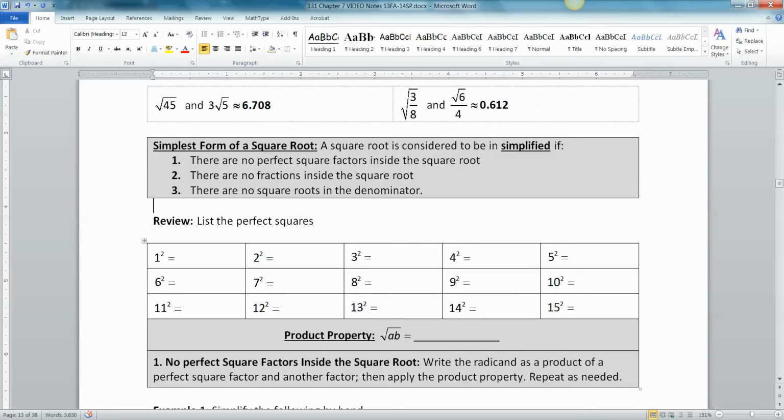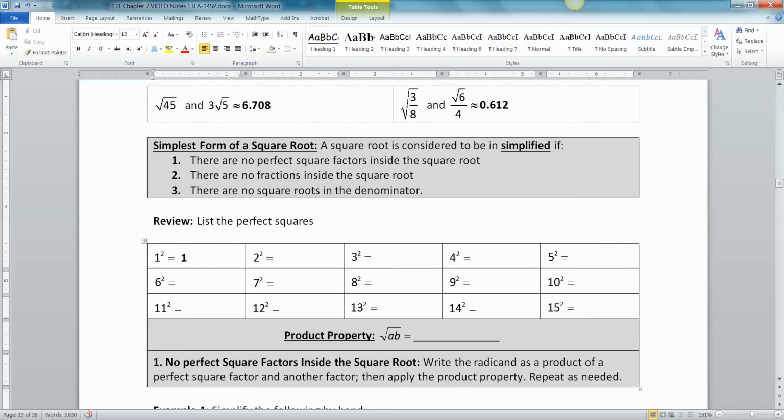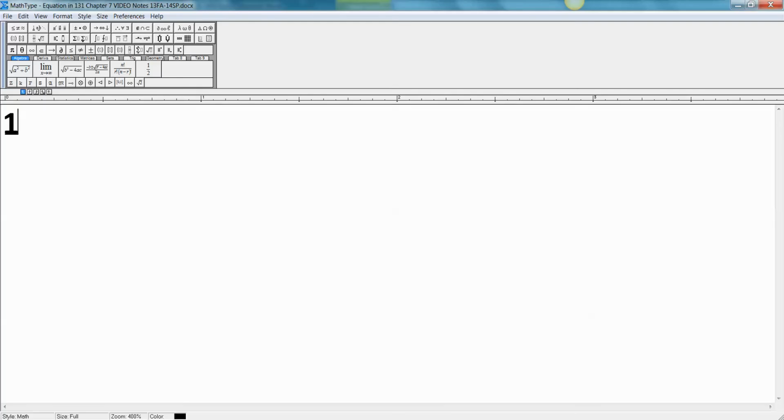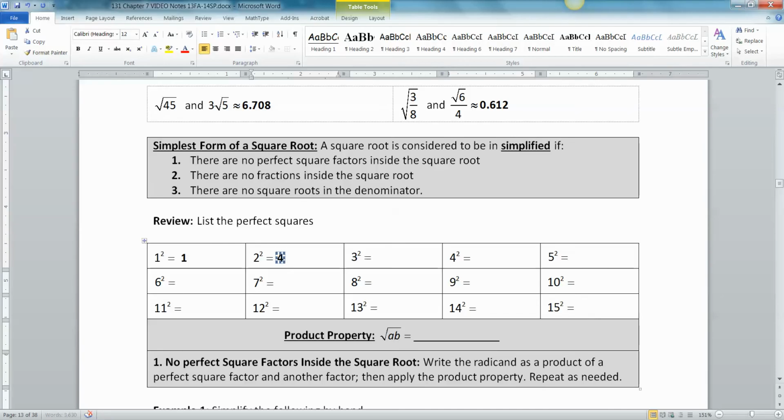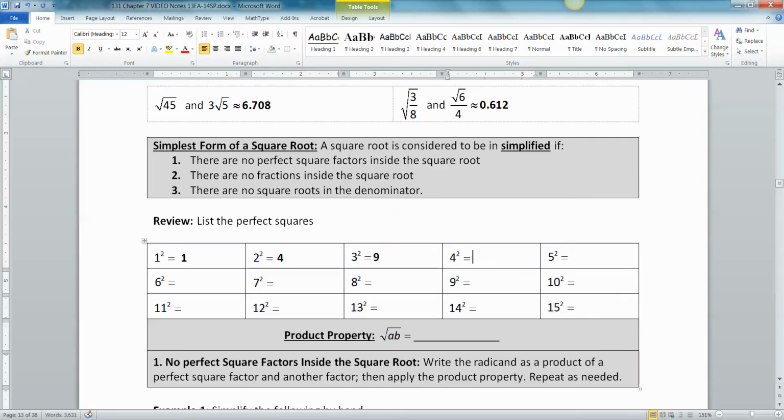Okay? Now, before we get into all of this, we should probably remember to ourselves what the perfect squares are. So 1 squared is 1. 2 squared is 4. And so on. 3 squared is 9. 4 squared is 16, right? It's all coming back to you now. 5 squared is 25. 6 squared is 36.